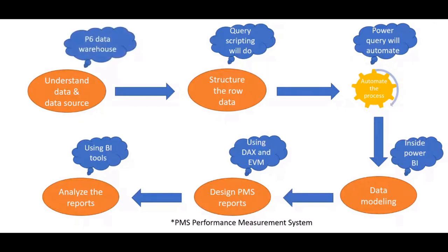Understand data and data source. P6 will be our data source and data is our project data. So this is a process flow chart which we need to understand, that this will be going to happen every time, and we need to automate the system. So now we will go further and see what is data warehouse and database.